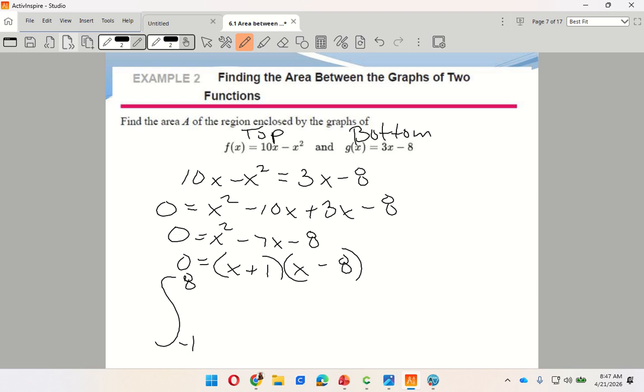So I'm going to do my top, which is going to be my 10x minus x squared dx, minus bottom, of 3x minus 8.